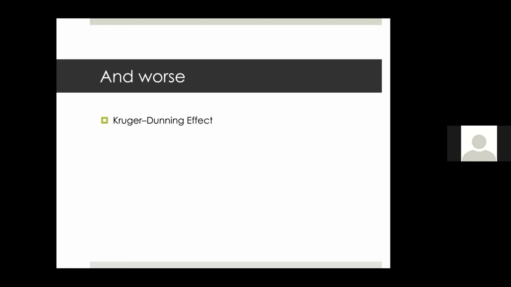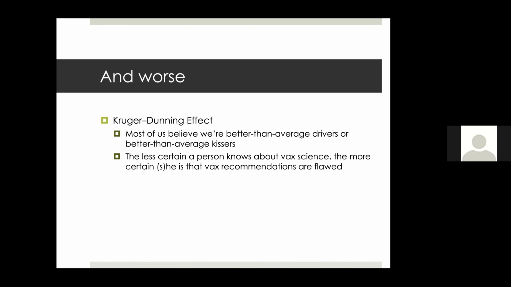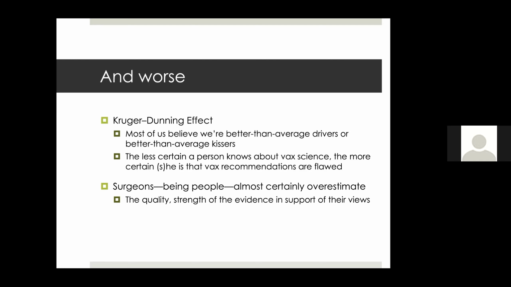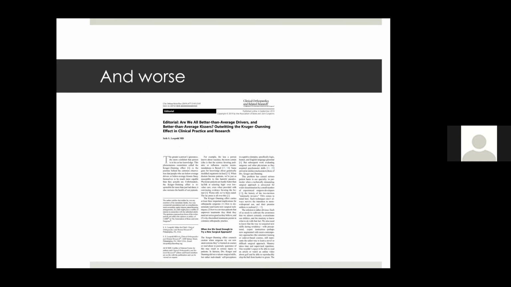Other things that make things worse, there's something called the Dunning-Kruger effect. Stated otherwise, we all believe we're better than average drivers or better than average kissers. More scientifically, they've done studies about knowledge and beliefs. And an example published recently, the less a person knows about vaccine science, the more certain she is that the vaccine recommendations are flawed. Surgeons, being people, almost always and almost certainly overestimate the quality and strength of the evidence in support of their own views, the efficacies of their treatments, and their own abilities. So looking at this helps us to answer the question, when are we good enough to try a new surgical approach? And the answer is usually it's later than we think.